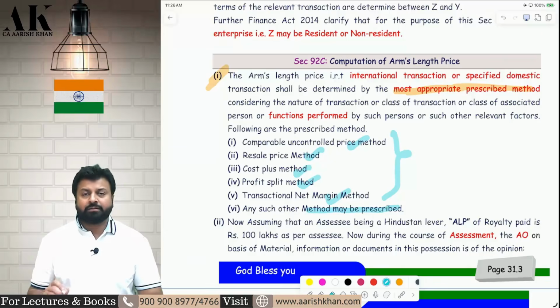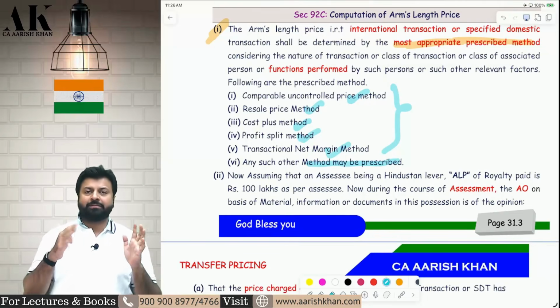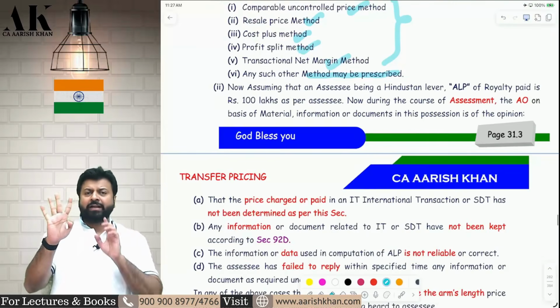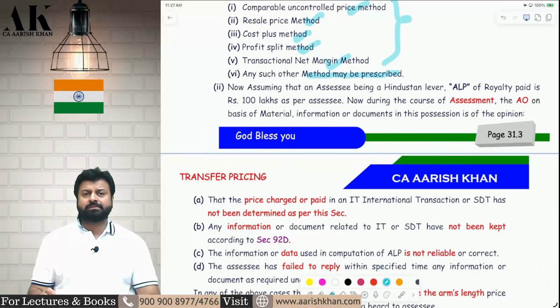Once you select the method, then you have to apply the relevant rules and find out the arm's length price. Department is not going to find out the arm's length price first. First, assessee will find out the arm's length price. Okay, understood, sir. After that, you file the income tax return, and then the AO has the power during the pendency of the assessment. The AO has the power to determine the arm's length price if you do any of the four things. If he finds you doing any of the four things, he has the power to determine the arm's length price by issuing you a show cause notice.